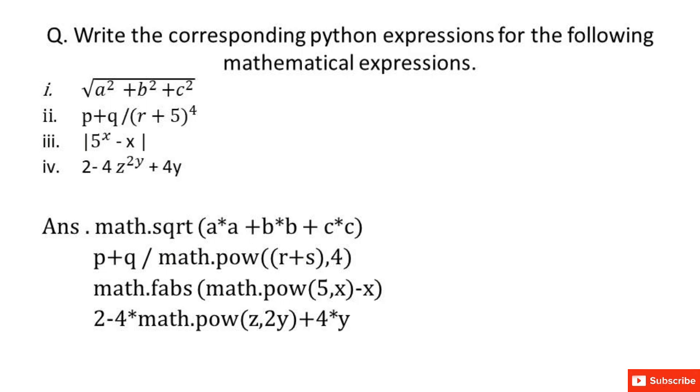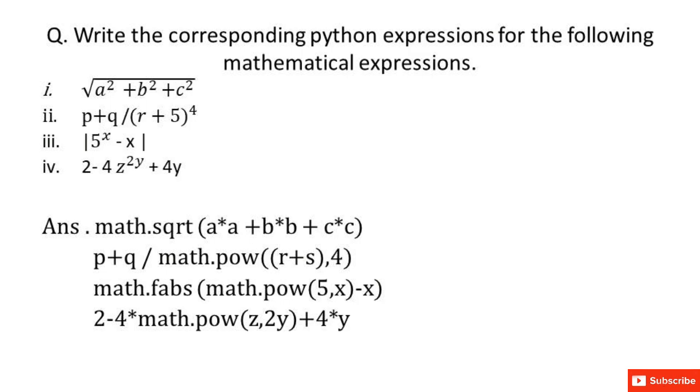Okay. Next is 5 raised to power x minus x, and we have to calculate the mod value. Okay. So we will write math.fabs. In the bracket we will write math.pow 5 comma x minus x bracket close. One thing you have to remember, that as many brackets as you start, you have to close those brackets.